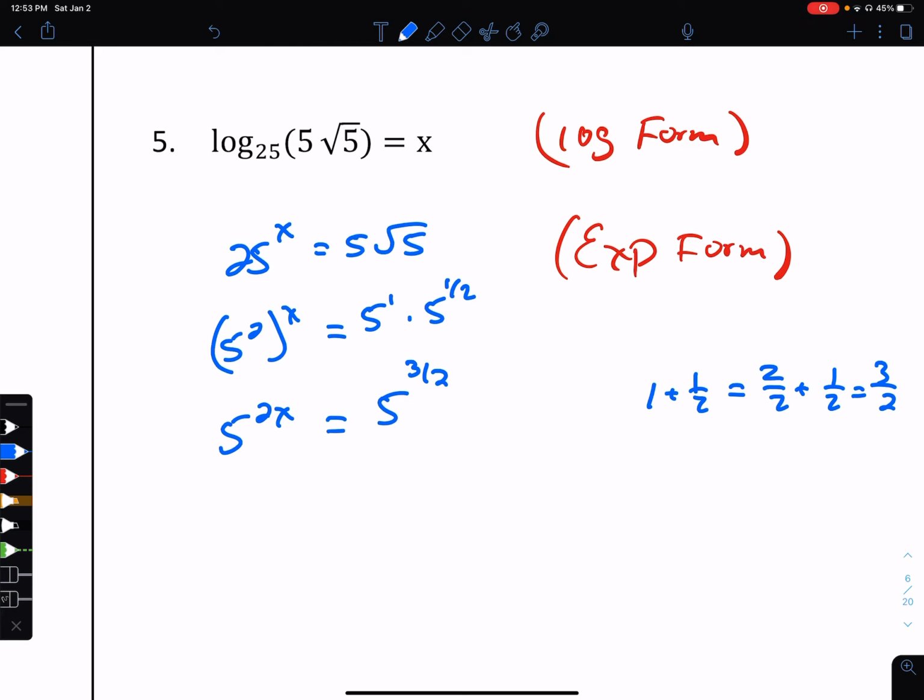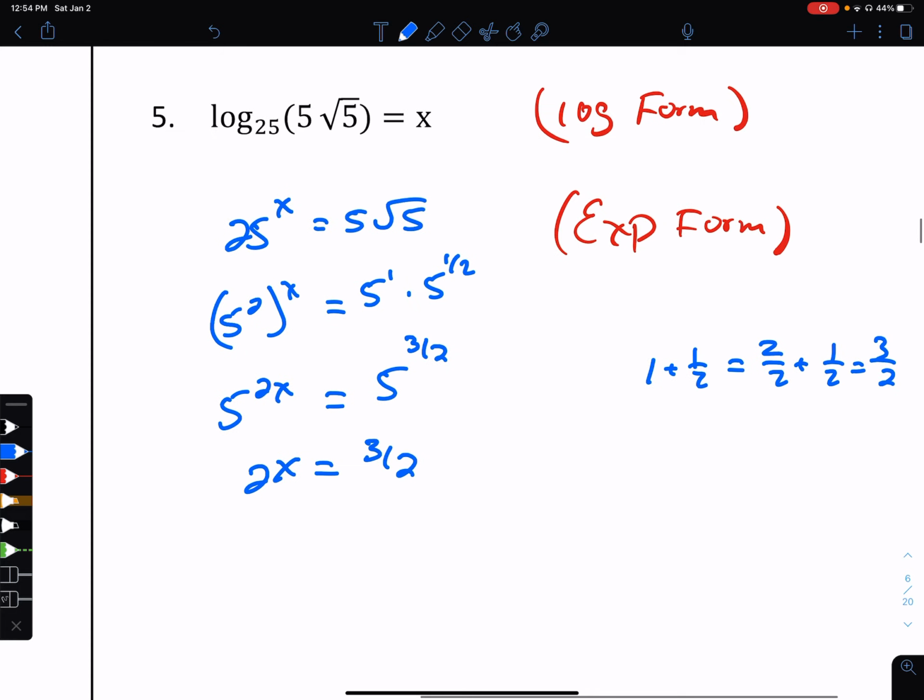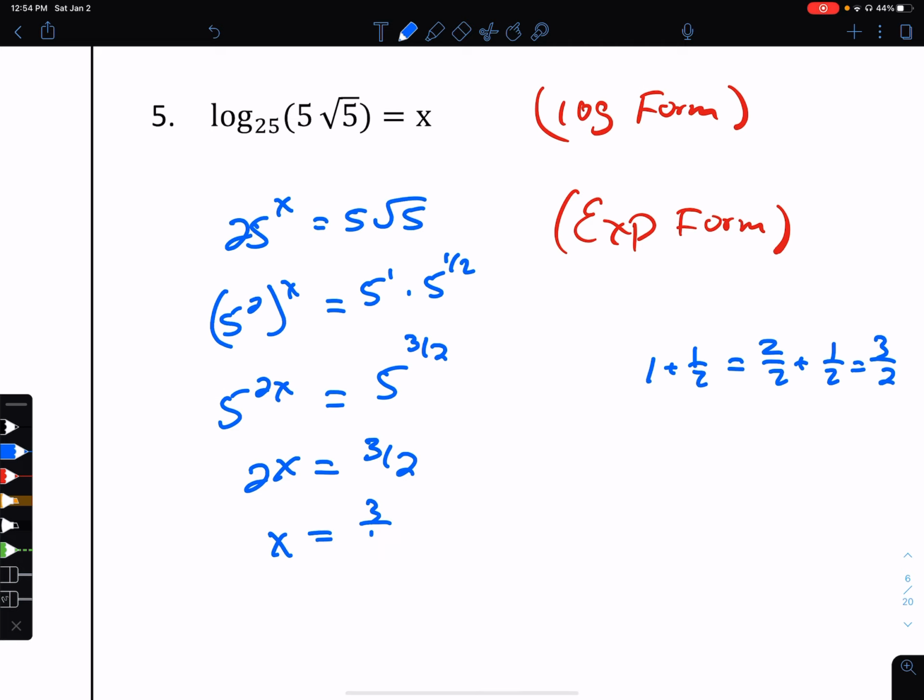One of the identities that we had, the property of equality, I believe it was called, for exponents, is if you have one expression on each side of the equation and they have the same base, you can set the exponents equal to each other. So therefore, 2x is equal to 3 over 2. We multiply both sides by a half to get rid of the times 2 on the left. We're going to get 3 over 4. Multiply both sides by a half. When you multiply fractions, you multiply the tops, you multiply the bottoms.